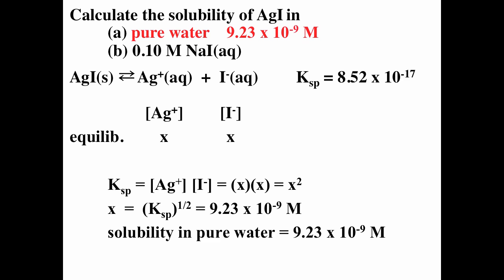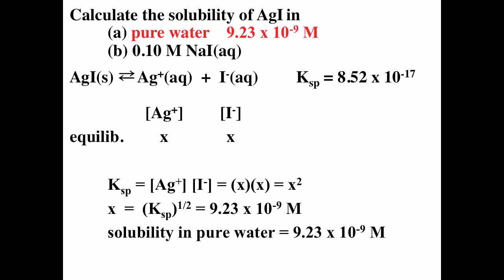And so we can make our ice table: initial, change, equilibrium. I'm just going to have the equilibrium here, and so if X of silver iodide solid dissolves, we'll get X of silver ions and X of the iodide ions. Now the Ksp is equal to products over reactants, coefficients become exponents, pure solids and pure liquids do not appear, and so our K is just equal to silver ion concentration times iodide concentration. Remember, solids do not appear in properly written equilibrium expressions.